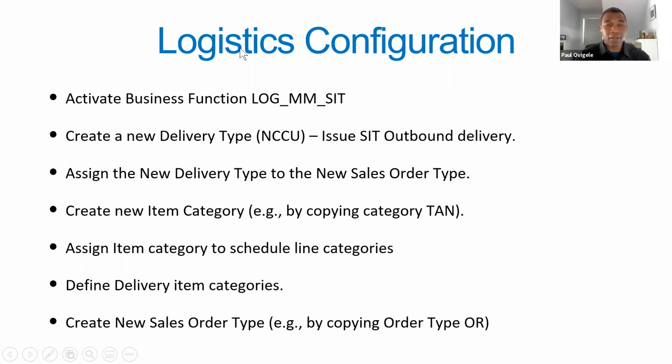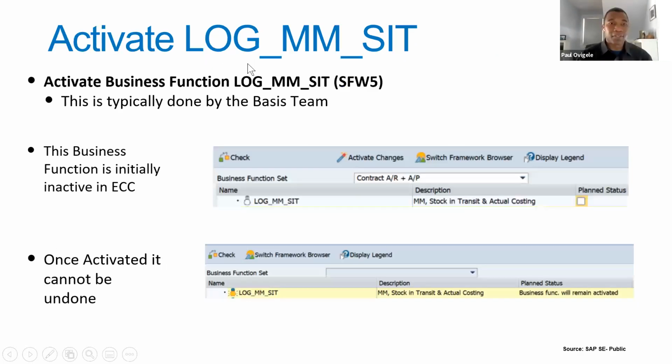So let me just step through these. So first of all, activate LOG_MM_SIT. It's a business function. It's normally done by Basis. So if you were going to undergo a project for stock in transit, this is like a real project, right? So you'll have your Basis team involved. You'll have them activate this. You can't undo it when it's activated. So make sure it's something that's definitely needed and tested in a sandbox or test system before you move into the transfer landscape.